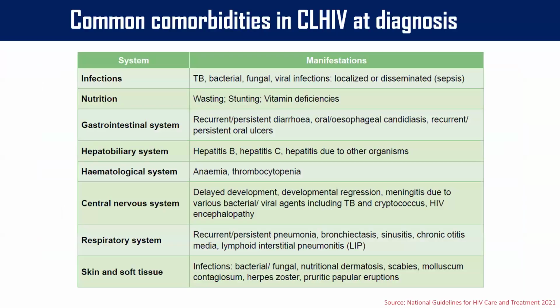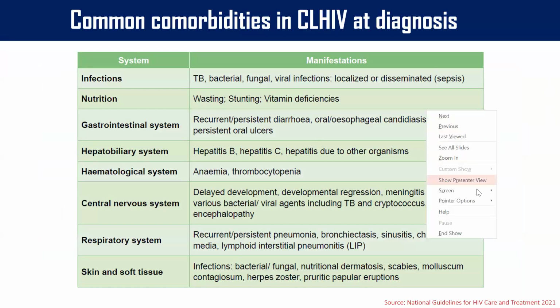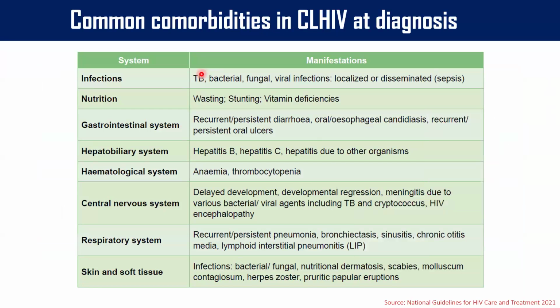For the common comorbidity of CLHIV, especially at the time of diagnosis, you can see a list of systems where you can see the comorbidity. But among these systems, you can see the opportunistic infection is the major cause. For example, in infection, anyhow, we are talking about infection, it will be OIs.